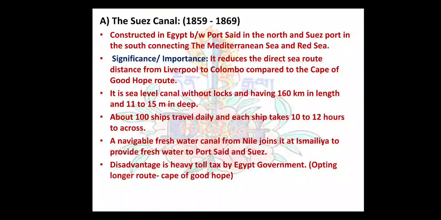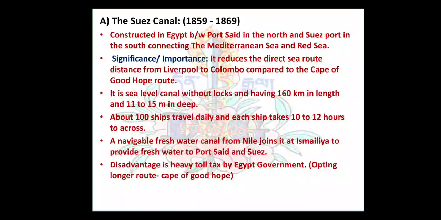If you talk about this canal's fresh navigable water, fresh water means we are talking about a river waterway. So the river Nile joins this canal at a city called Ismailia to provide fresh water to the ports, Said and Suez.